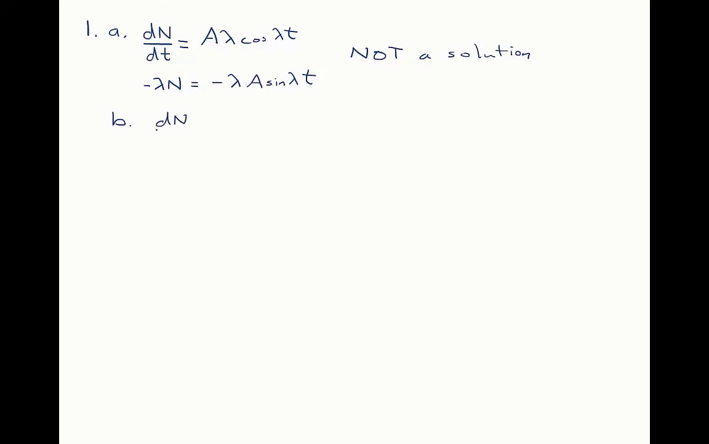Okay, when I calculate dn/dt, when the function is n naught e to the minus lambda t, I get minus lambda n naught e to the minus lambda t. Okay, now when I calculate minus lambda n, I get minus lambda n naught e to the minus lambda t. See, these are equal. So this is a solution. Okay, let's go on to the next one.